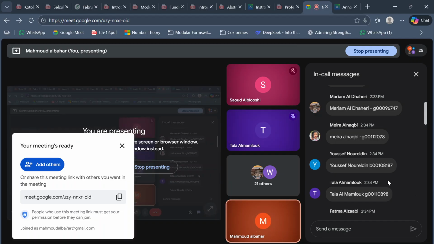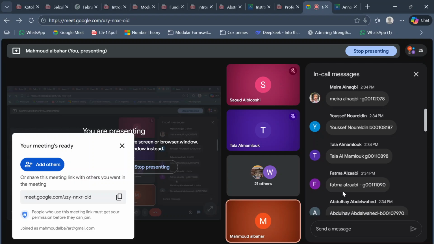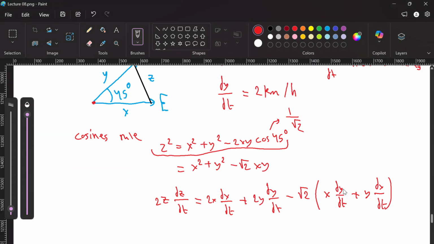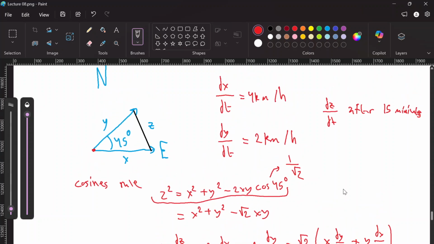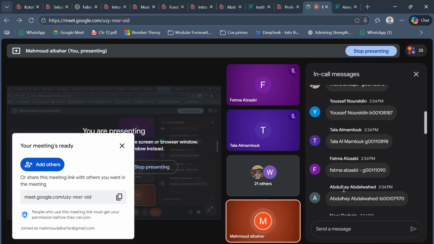Now, Fatma? Yes. We need the values of x and y, right? And also z, when we want to substitute them to get dz over dt. We have just dx over dt and dy over dt. How to find x and y? What do you think? I'm not really sure. Okay, I will tell you. Is there someone who knows how to find it?